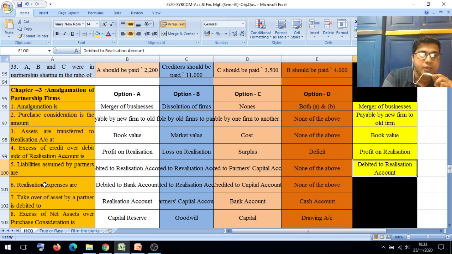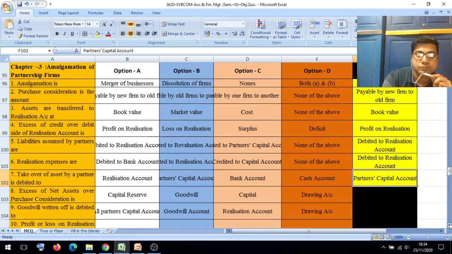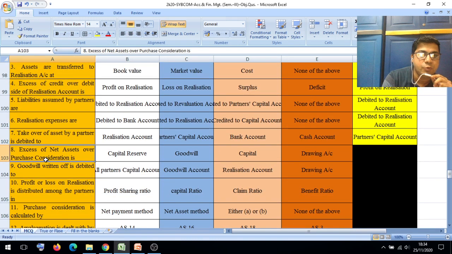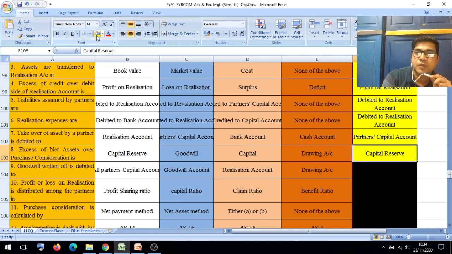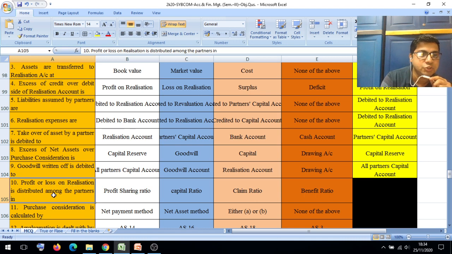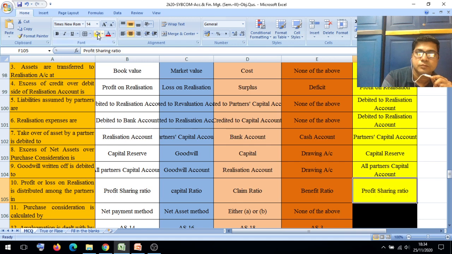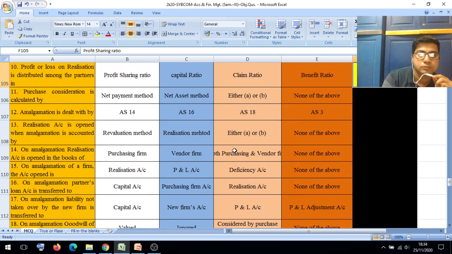Liabilities assumed by partners are debited to realization account. Realization expenses are debited to realization account. Take over of assets by a partner is debited to partner's capital account. Excess of net assets over purchase consideration is capital reserve. Goodwill written off is debited to all partners' capital accounts. Profit or loss on realization is distributed among the partners in profit sharing ratio. Purchase consideration is calculated by either the net payment method or the net asset method. Both the methods we can use.